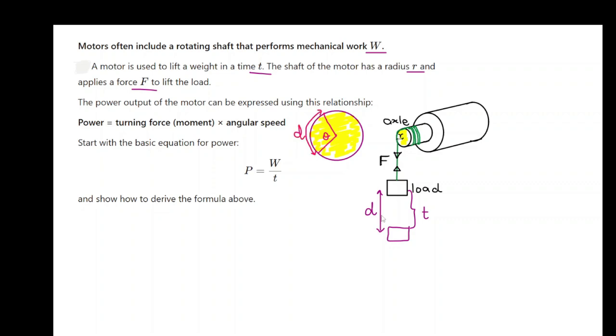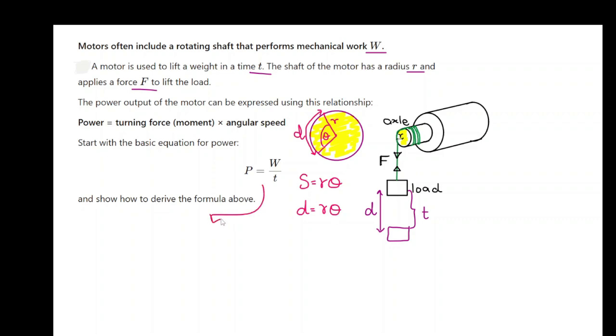Now, let's say when the length of the string wound is 10 centimeters, that means the load will go up by 10 centimeters. So if that is d, this is d. Now, the formula that connects the radius, theta, and this s is s equals r theta. s is the arc length. So d is equal to r theta.